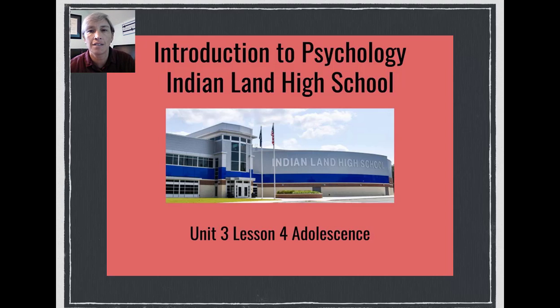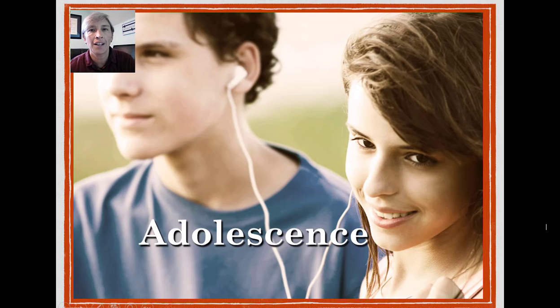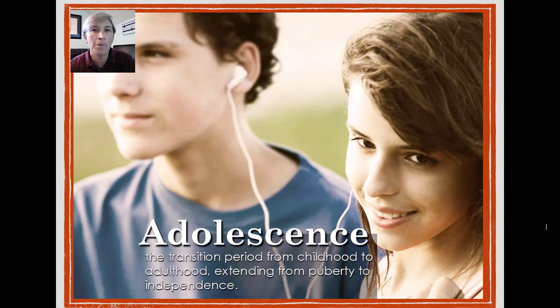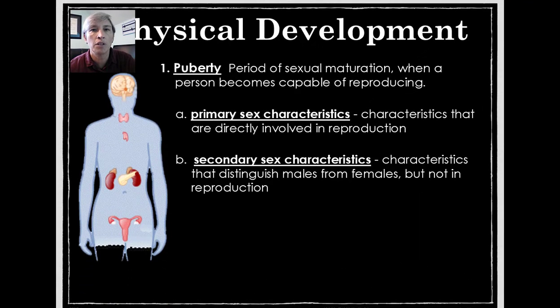This is Adolescence, and here we will talk about the key features in cognitive and social development in adolescence. So, adolescence, what is it? It's a time period that is defined by puberty, entering into puberty. So this is that transition from childhood into adulthood where you learn to be independent. You are in adolescence right now, which means you have crossed over into puberty. This is a time of sexual maturation when a person becomes capable of reproducing.